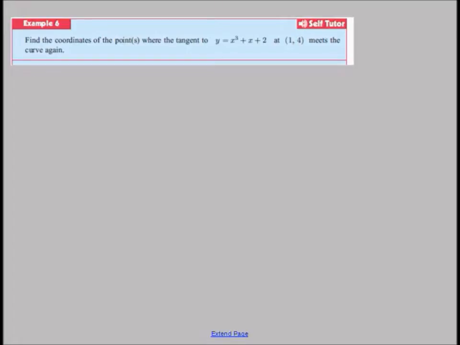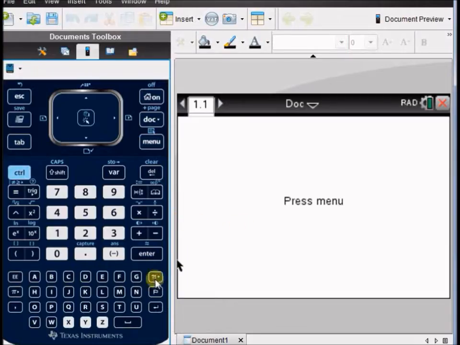We've got this function. It's a cubic function, so it has those two twists in it. So something like this. Point of contact is 1, 4. And where does that meet the curve again? So we'll go to our TI Nspire, and we can graph this function.